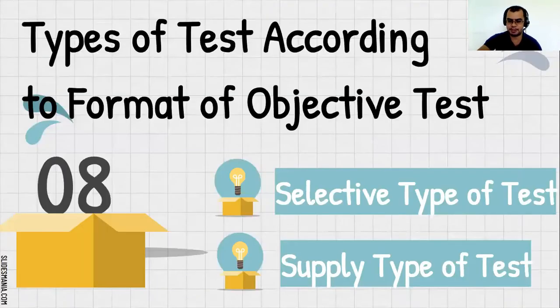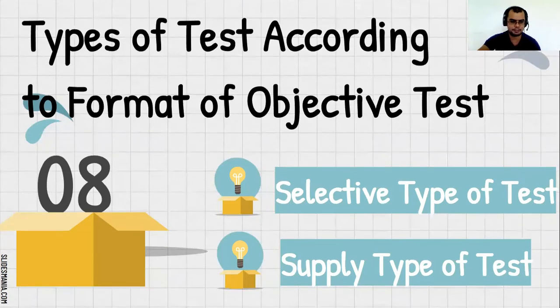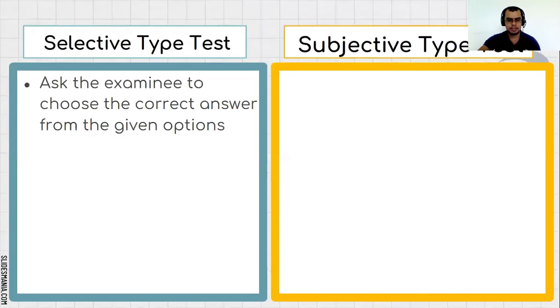The next type of test that we are going to discuss is according to the format of objective test. These are selective type of test and supply type of test. Selective type of test asks the examinee to choose the correct answer from the given options. So for example, multiple choice. So there are 4 options. 1 is the correct answer and 3 are distractors.